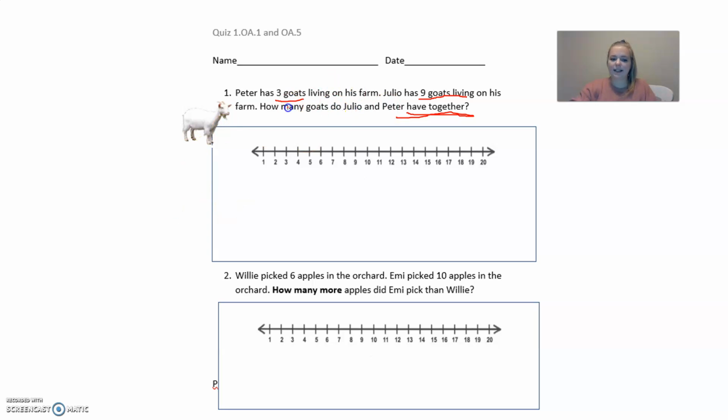All right, the next one says, Willie picked 6 apples in the orchard, and Emmy picked 10 apples in the orchard. How many more apples did Emmy pick than Willie? If it's a how many more problem, think about what we just did. Is that adding or subtracting? And if you're subtracting, make sure you start with the bigger number. So you need to make sure the bigger number comes first. So think about 10 and 6. Which number is bigger? The 10, so that one's going to come first.